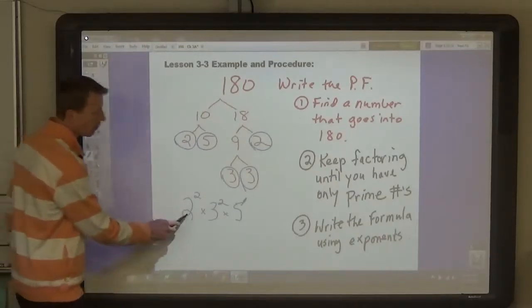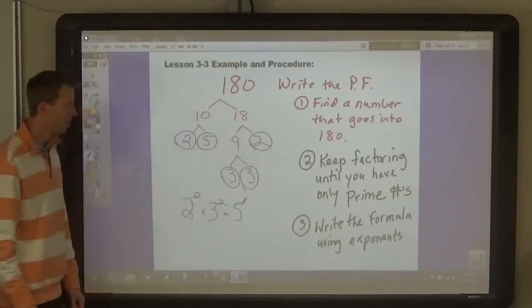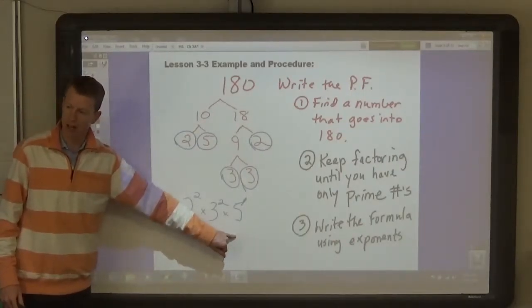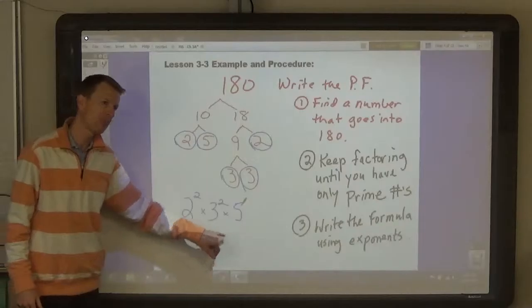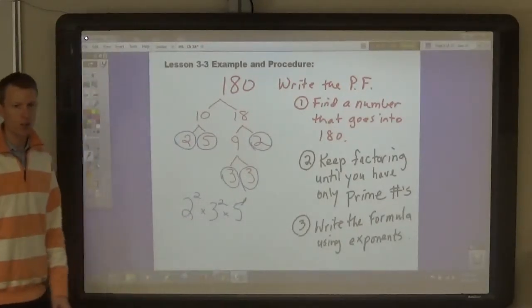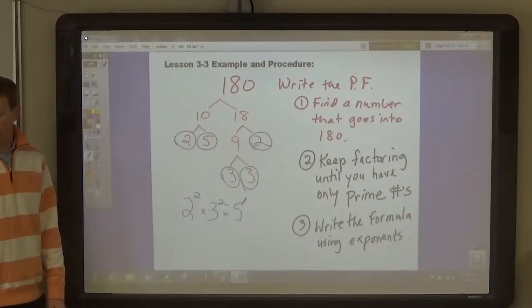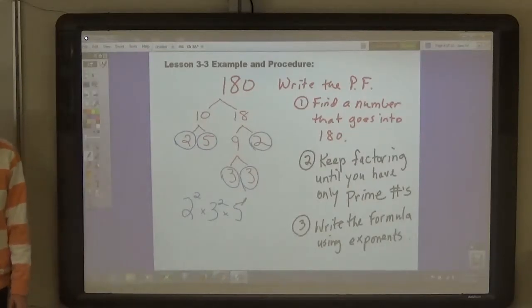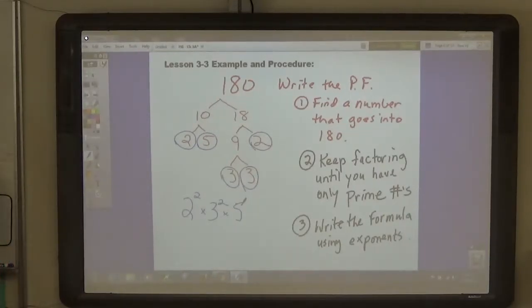We have to put the formula in numerical order. So we didn't write it as 5 times 2 squared times 3 squared, or 3 squared times 5 times 2 squared. You have to put the factors in numerical order when you write the prime factorization. Okay? Go to your assignment on page 93.